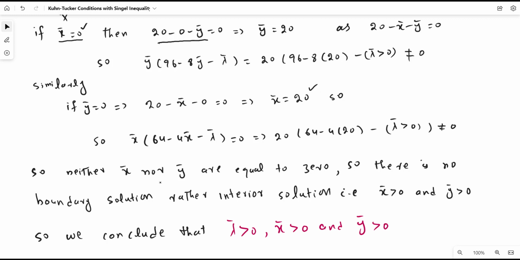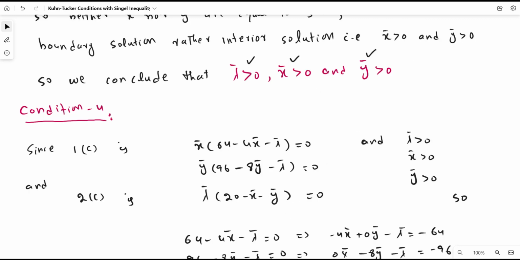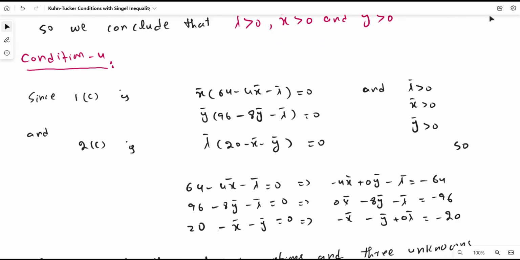So when neither of them is equal to 0, the solution is an interior solution. It is not a boundary solution. Okay. So what we conclude is we have seen that neither lambda bar, nor x bar, nor y bar is equal to 0. So we turn to condition 4.